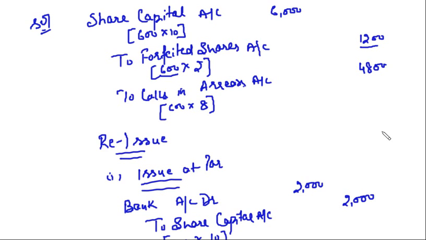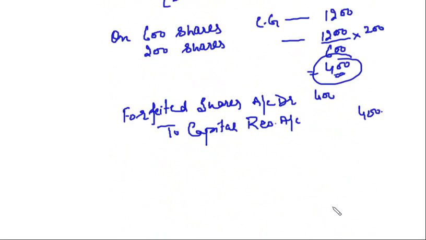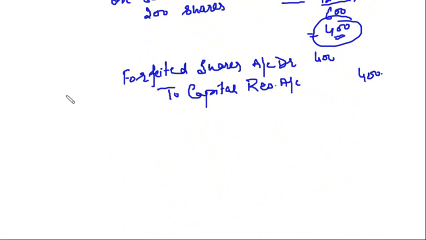account. So here this 1200 amount has been calculated on 600 shares, but you have reissued only 200 shares. So we will calculate the amount on 200 shares. If 1200 is the amount on 600 shares, what will be the amount on 200 shares? 400 rupees. So that amount will be transferred to capital reserve. Write down the note here. This is the important note now.